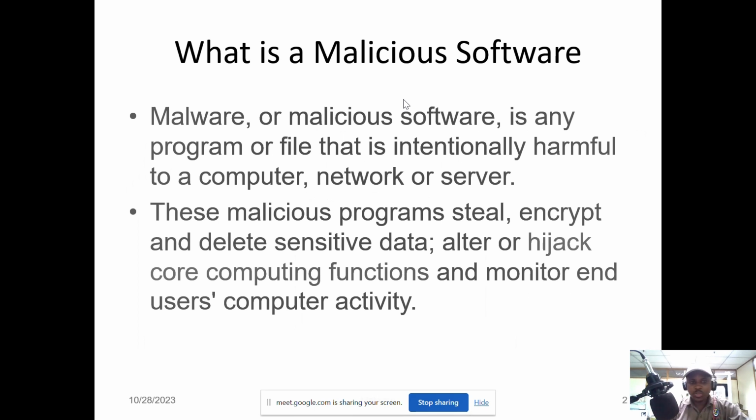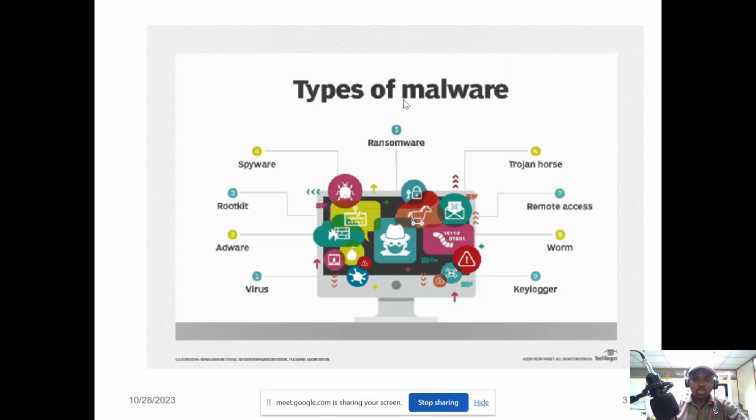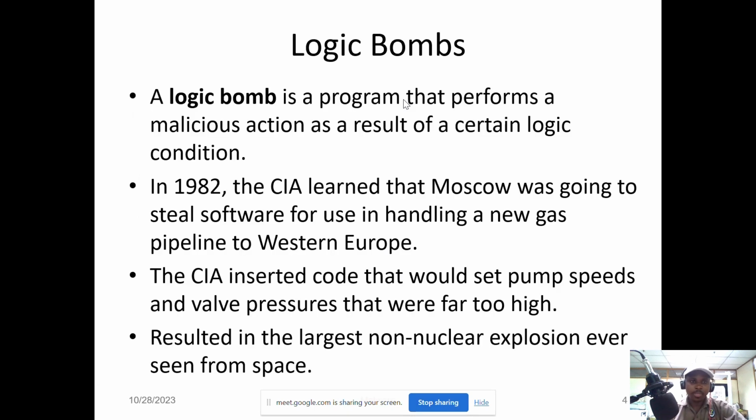So it's there maybe to encrypt your data, and maybe they ask for a ransom, and after paying they can actually unlock your data. Also they can delete the sensitive data even without the acknowledgement of the user. So let's talk about the types of malware. There's the ransomware, there's the Trojan horse, remote access, worm, keyloggers, viruses, adware, rootkit, as well as spyware.